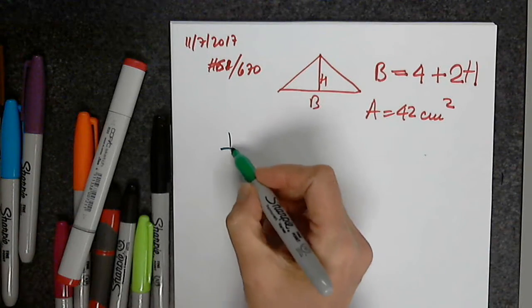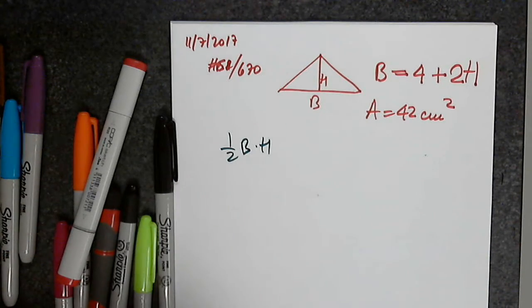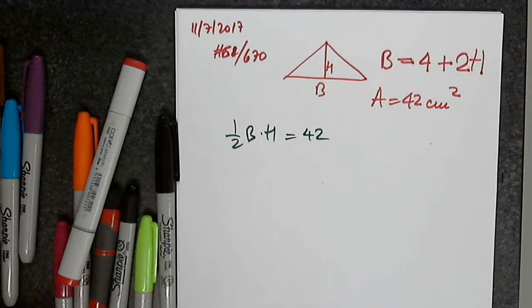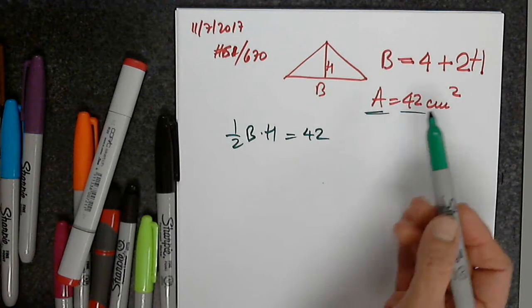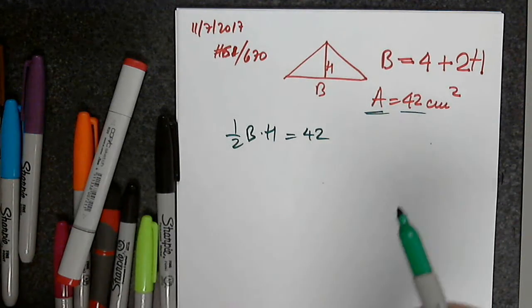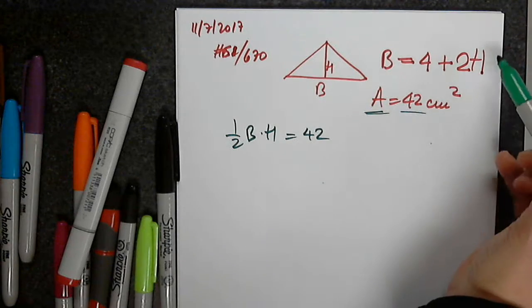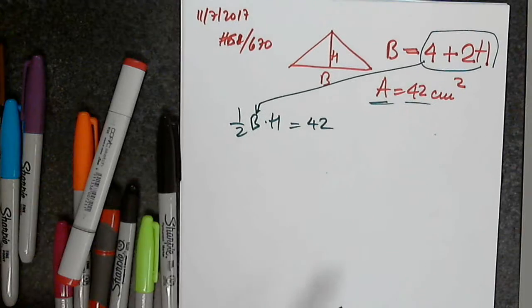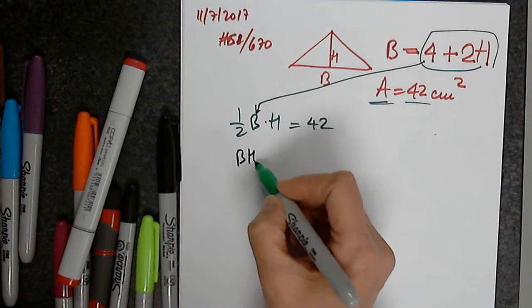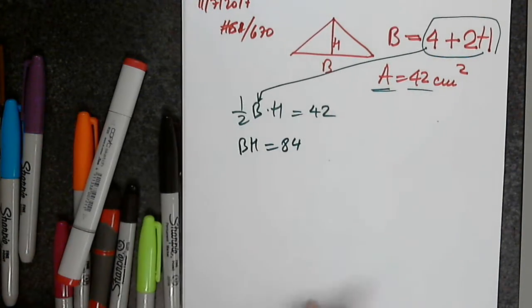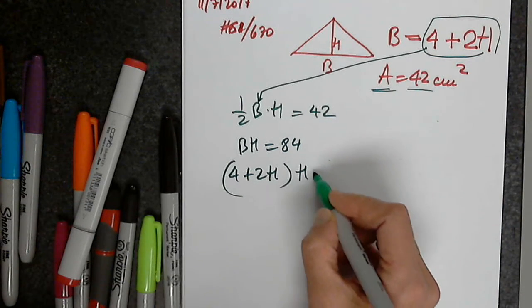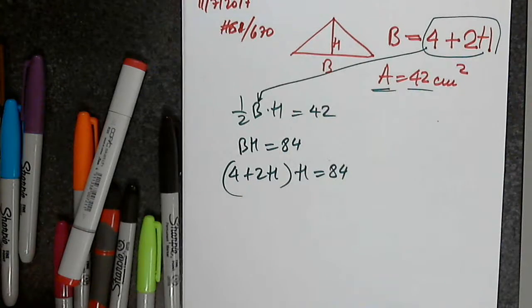So the area is 1/2 times the base times the height. That's the formula for the area of the triangle. And that equals 42. So we are told that the area is 42. So I will have to replace b by 4 plus 2h in this formula. I will multiply both sides by 2 first. bh equals 84. And then I'll replace b by 4 plus 2h, times h equals 84.